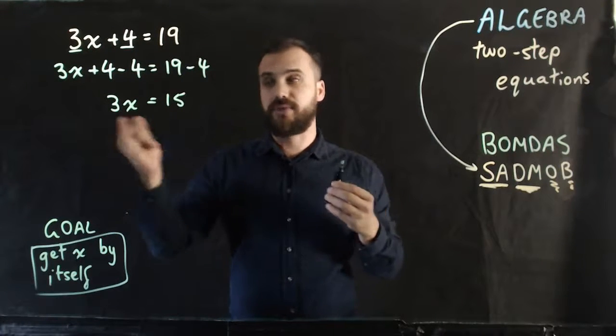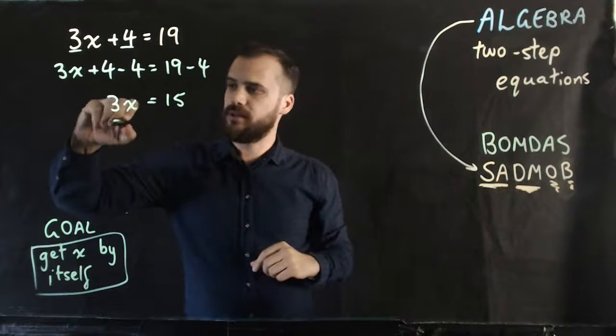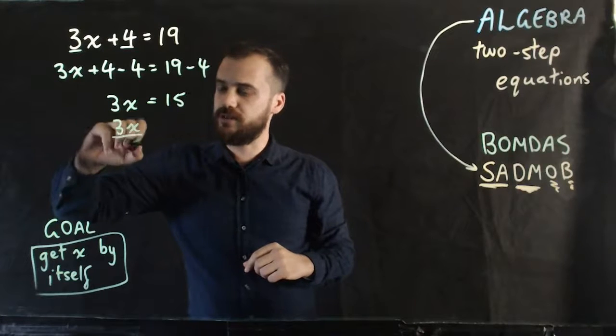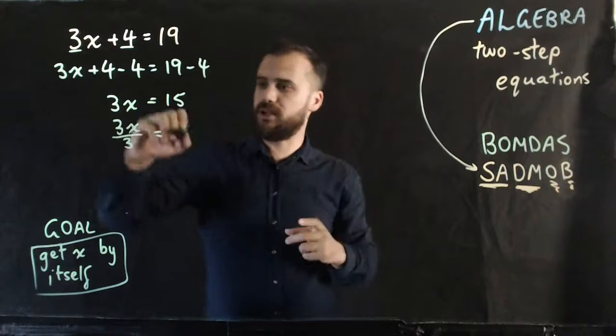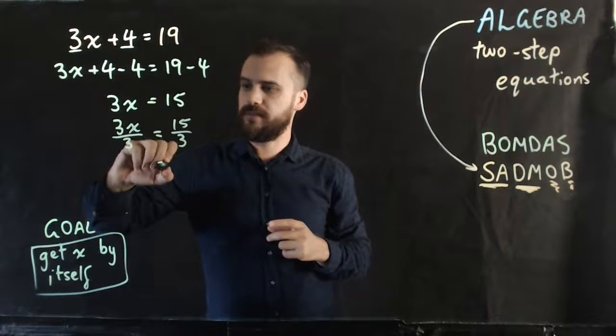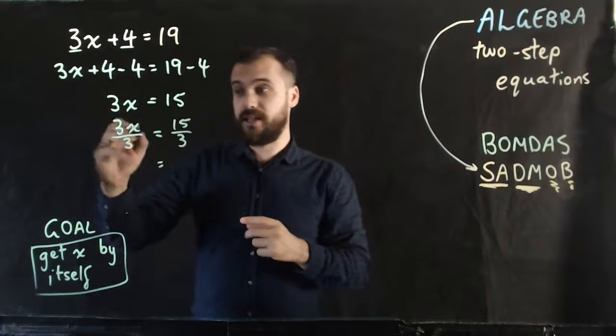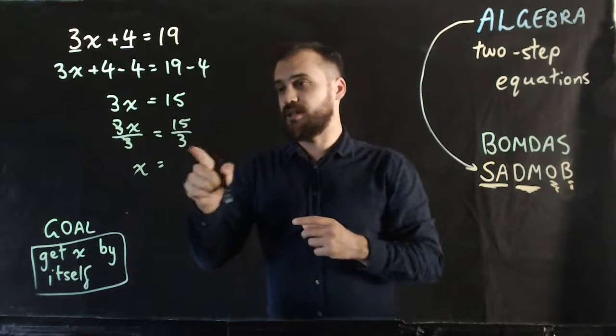So, think about what happened. We had an equation, 3x plus 4 equals 19. We didn't know what x was, so we used SADMOB to get rid of the 4, then get rid of the 3. Now we know that x is equal to 5. That's a two-step equation. I'm going to do one more really quick.